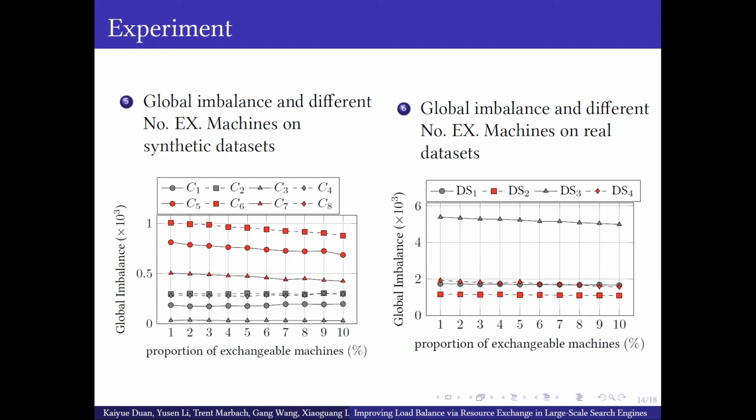We also observe that using more exchangeable machines can now reduce global imbalance further, especially in DS2. The reason is just mentioned. Based on the results from both the synthetic dataset and the real dataset, the number of exchangeable machines should be at most 5% of the number of leaf machines.